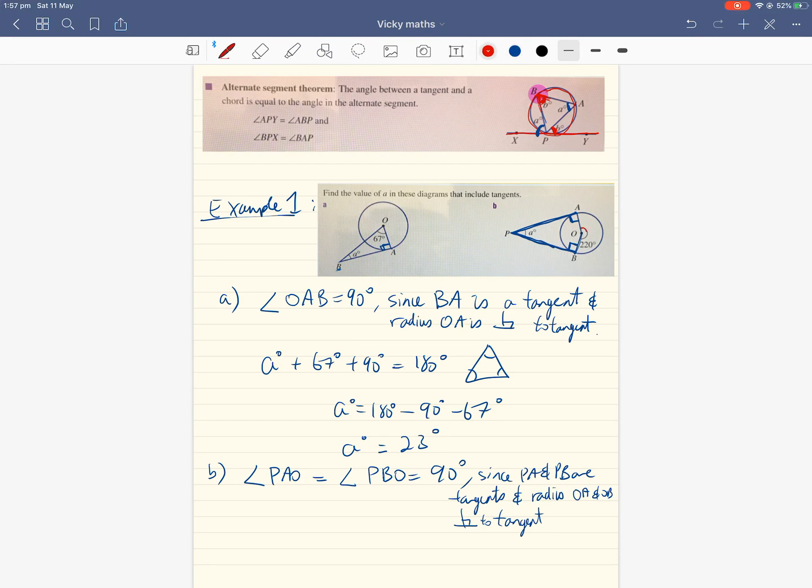We're told that this outside angle is 220, which means that angles at a point, the inside angle there, AOB, we can work out by subtracting from 360. So we know that angle AOB must be 360 degrees take away 220, because angle at a point, or revolution. So that inside angle would be 140 degrees.